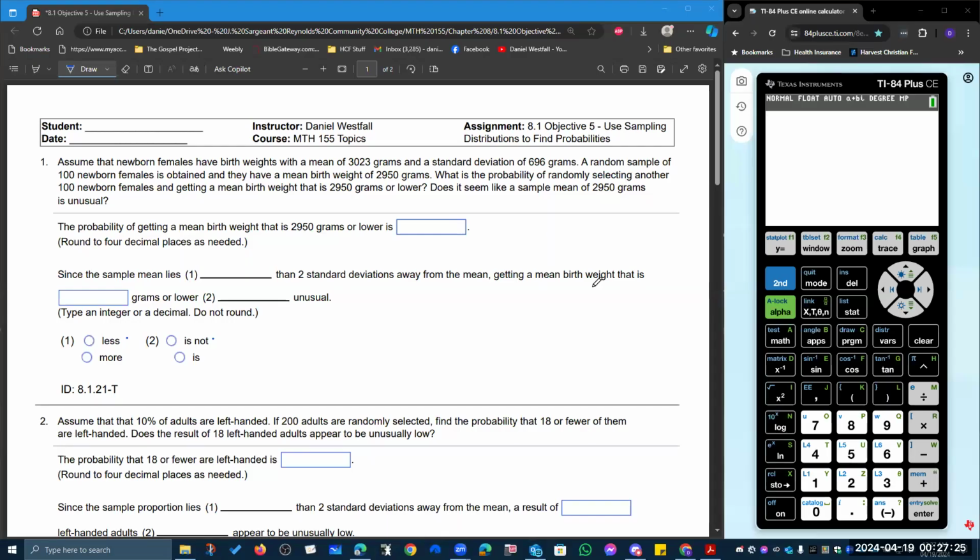In this video, we're going to talk about 8.1 Objective 5, where we use sampling distributions to find probabilities. Let's go ahead and take a look at our first problem.